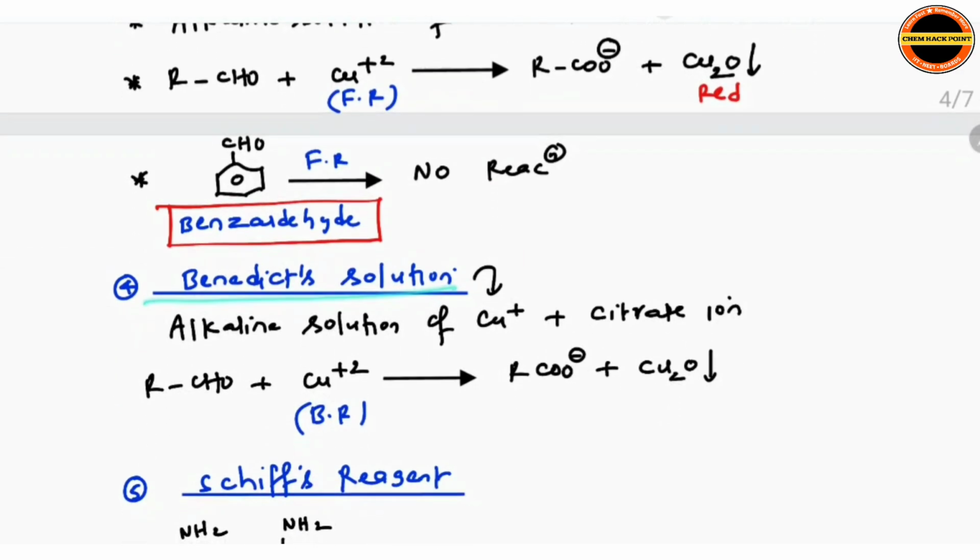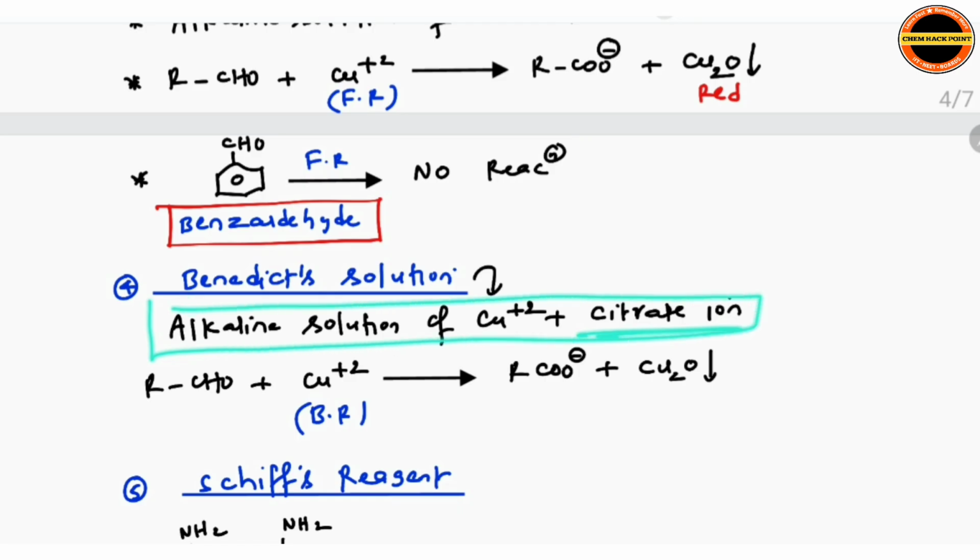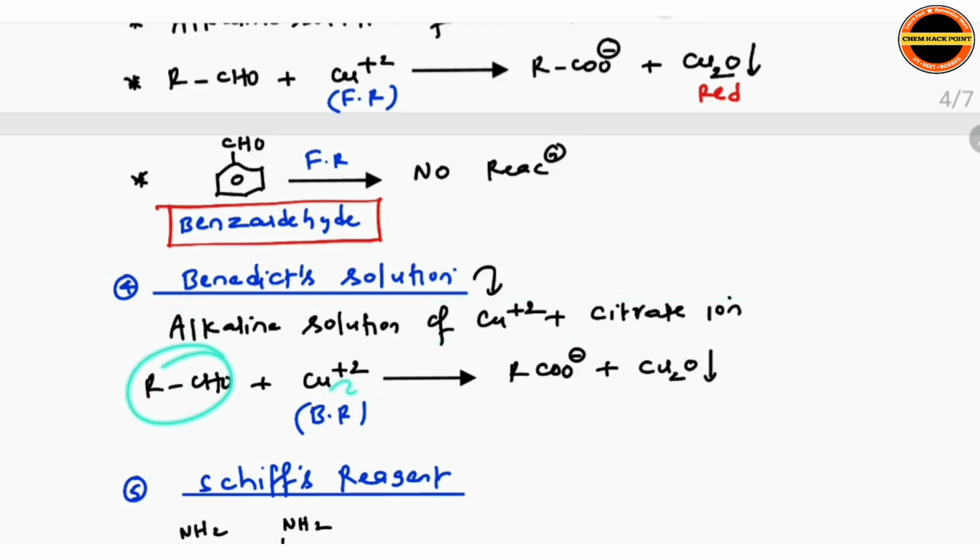Benedict's solution is an alkaline solution of Cu plus 2 with citrate ion. This particular combination is referred to as Benedict's solution. Again, an aldehyde reacts with Benedict's reagent and gives a carboxylic acid salt and cuprous oxide, which is a red precipitate.